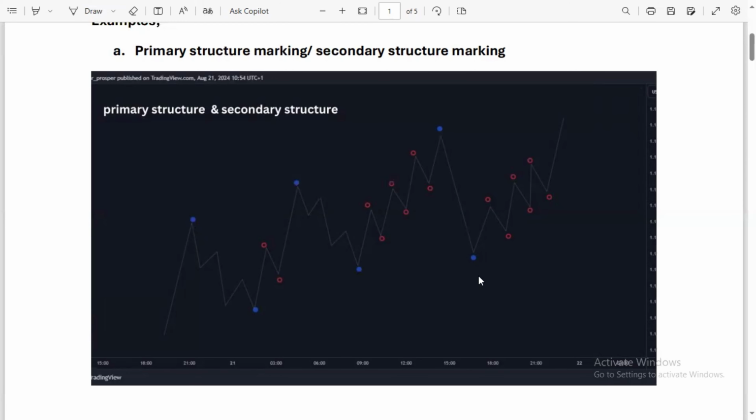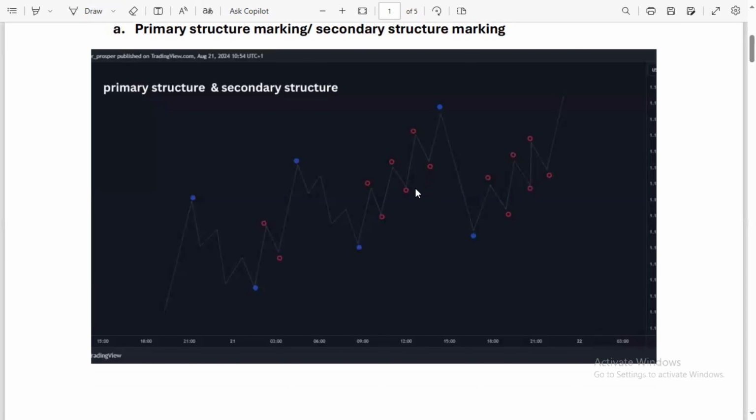I'm going to be showing you one example on this. If you look at this structure here that is marked with a red dot, this is your secondary structure, all right? And it is mainly identified on the lower time frame. And the lower time frame I'm talking about can be your 15 minutes, 5 minutes downward until your 1 minute time frame.